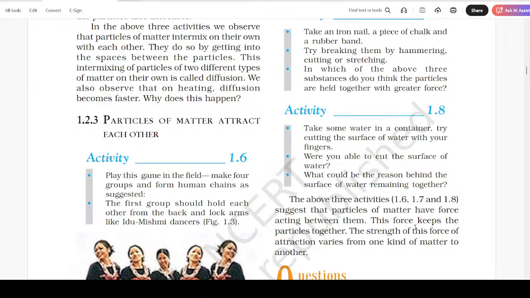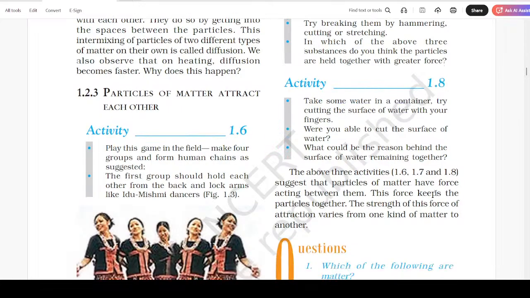Activity 1.8. Take some water in a container. Try cutting the surface of water with your fingers. Were you able to cut the surface of water? What could be the reason behind the surface of water remaining together? The above three activities, 1.6, 1.7 and 1.8, suggest that particles of matter have force acting between them. This force keeps the particles together. The strength of this force of attraction varies from one kind of matter to another.